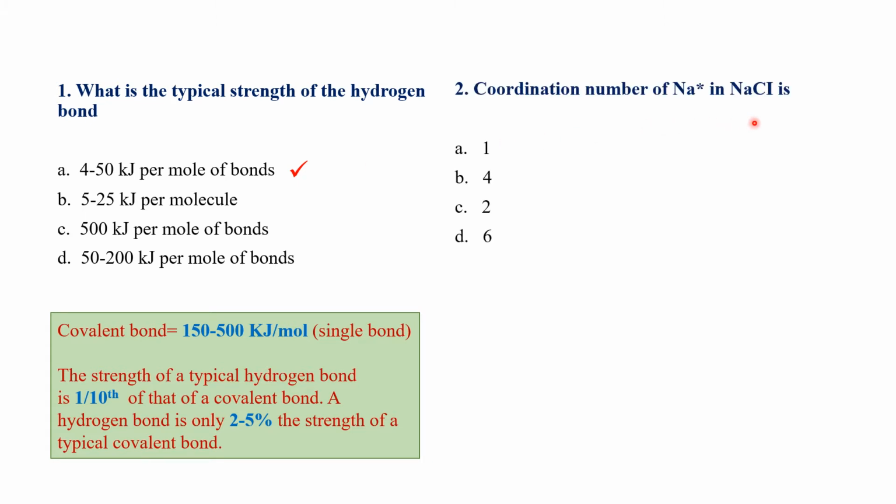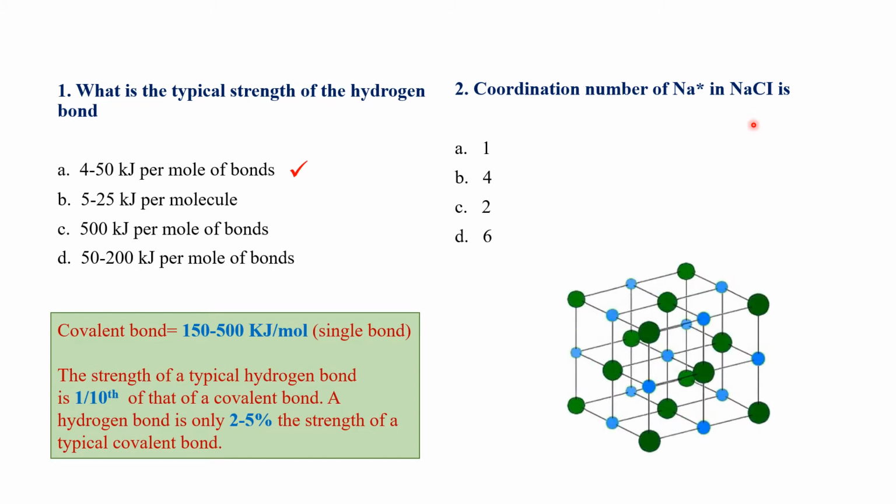Coordination number of sodium in sodium chloride is, this is the sodium chloride structure. If we consider it sodium, then it is bonded with left, right, forward, backward, up and down, 6 chloride atoms. The coordination number is the number of atoms that are attached to the central metal ion. So it is 6, so the answer is 6.